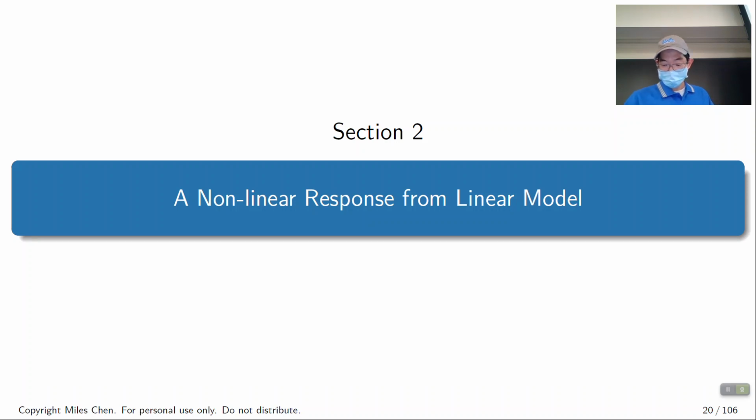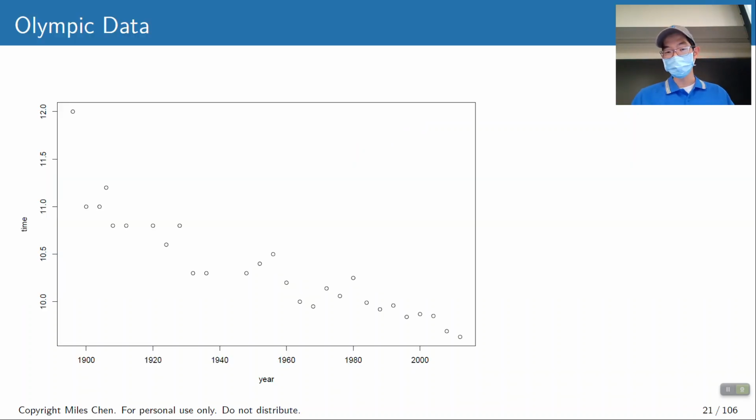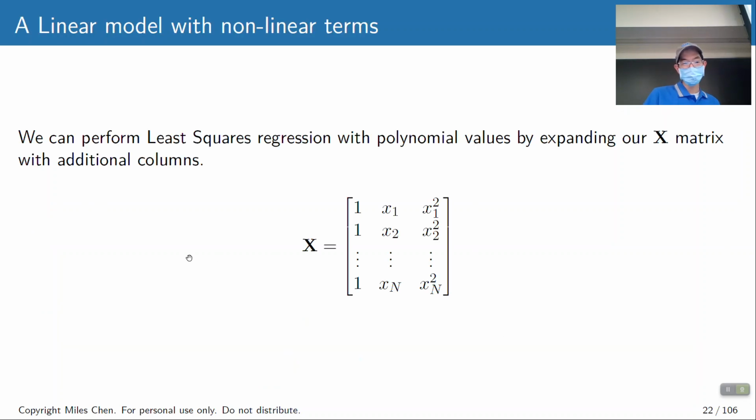All right, what if we want a non-linear response? What if we wanted to fit something other than a straight line? We look at this and go, oh, maybe I need a little bit of curvature. We could try adding a non-linear term.